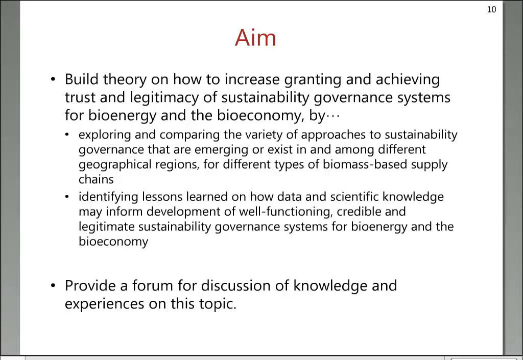So we are trying to see if we can find patterns across geographies and different supply chains in what creates trust and legitimacy of governance. We set out to do that by studying governance systems in various parts of the world, for various supply chains and at different scales. We also try to identify how data and scientific knowledge come in, as many of us come from a natural science background and are moving into this area, which is quite new to some of us.